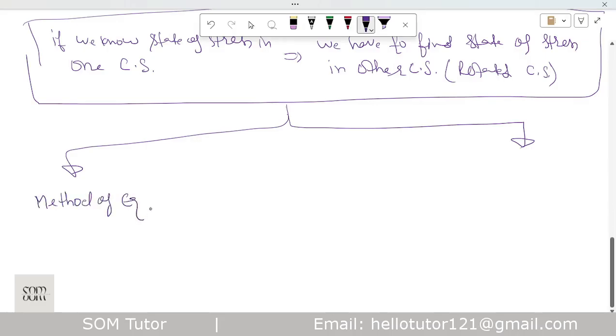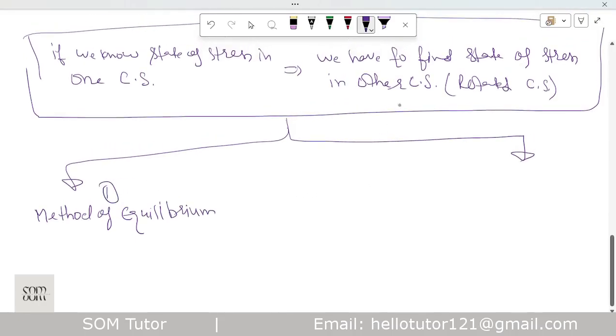Method of equilibrium. This is one way we can find the state of stress in one coordinate system when we already know the state of stress in the other. For example, we know sigma and tau, and we need to find sigma prime and tau prime. Now we know this, and we don't know this.